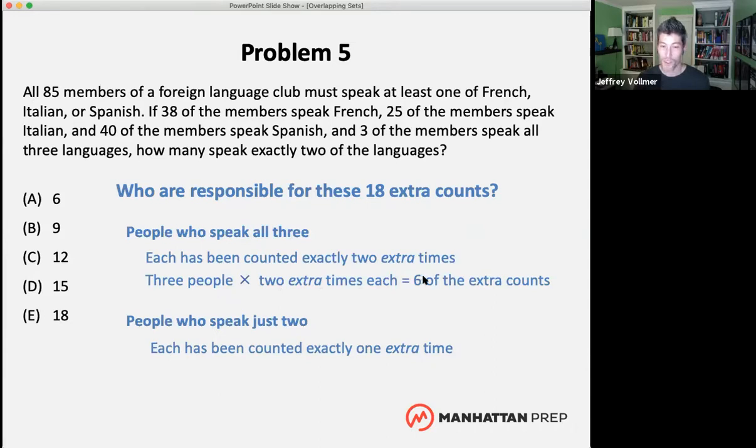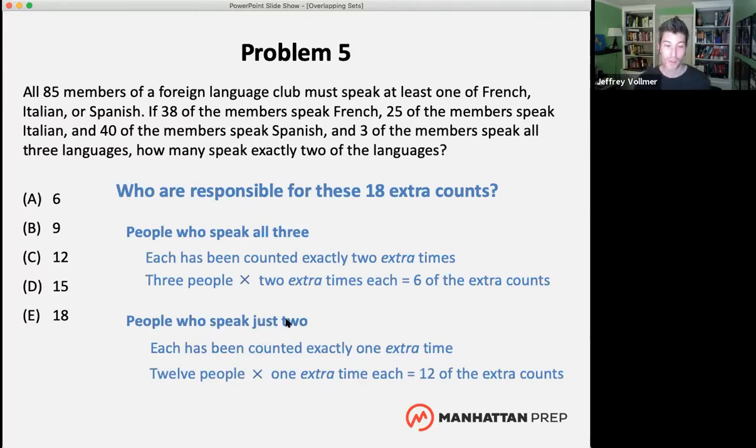They're responsible for 6 of my 18 extra counts. So that means there's still 12 extra counts unaccounted for, and they must be from this category of people. Now these people are counted just 1 extra time each. So there must have been 12 of them. Yeah, 12 people I counted 1 extra time each.